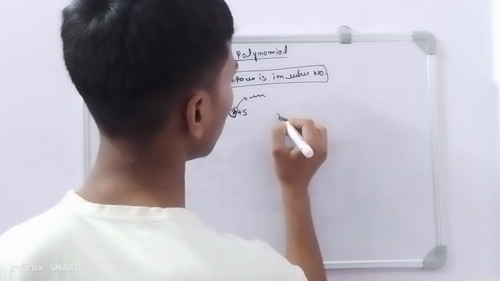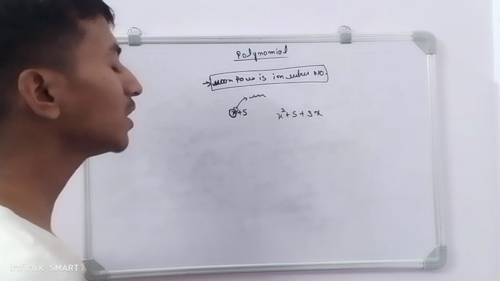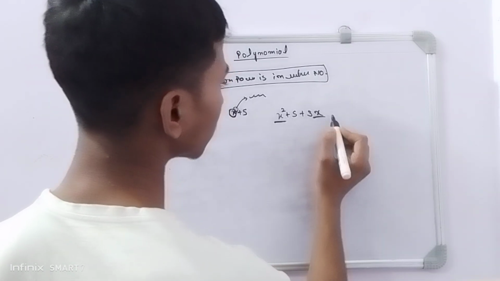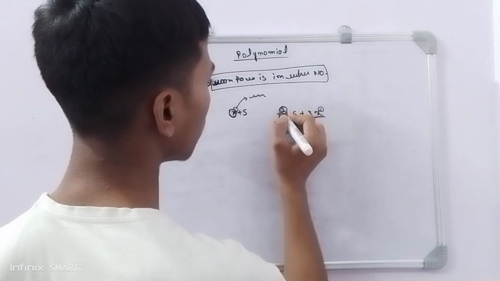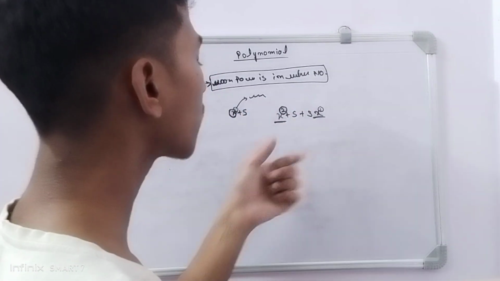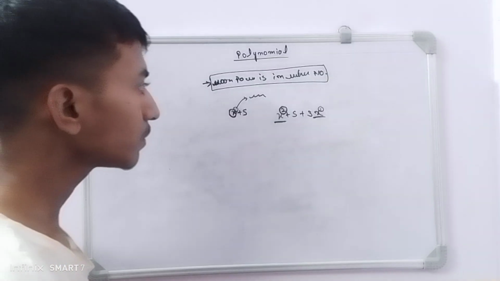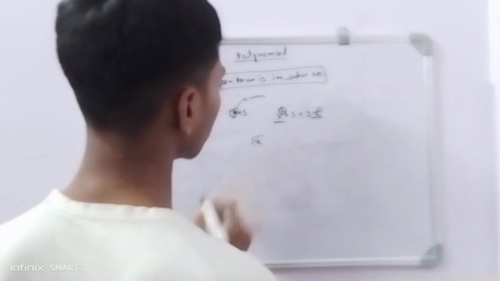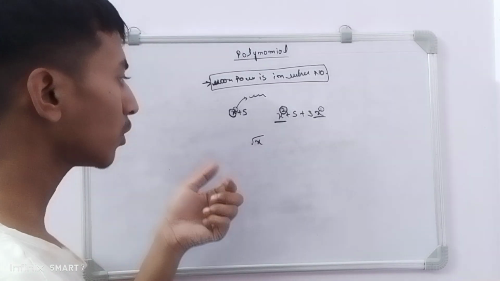Let's suppose another example, x squared plus 5 plus 3x. In this, what are the variable terms we have? We have x square and 3x. The variable power of one is 1 and the variable power of the other is 2. So in both of them you can see that there is a whole number in the power of the variable. So this is also a polynomial. Now if I write here the root of x, is this a polynomial? You may be confused whether it is a polynomial or not.